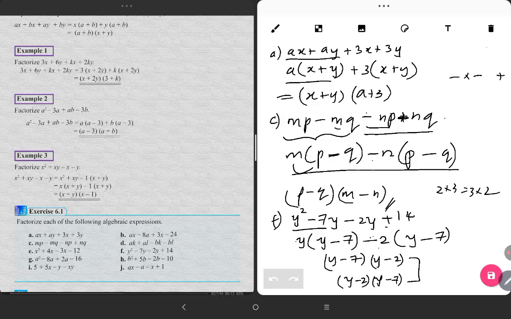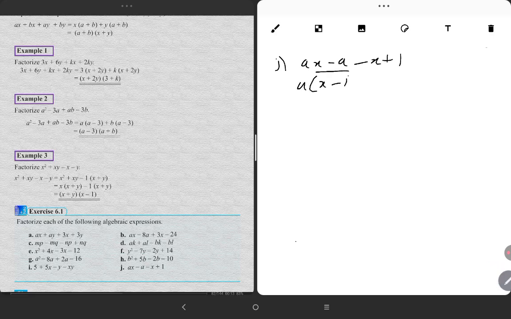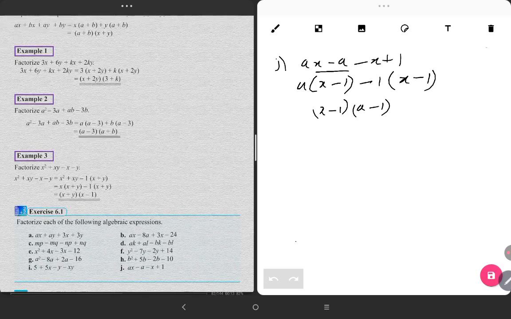So let's do one more. Maybe we'll do j. Yeah, let's do j. It says ax minus a minus x plus 1. So here we can take a out, then it becomes x minus 1 inside. Here if we take minus 1 out, then the remaining one will be x minus 1. So the factor will be x minus 1 times a minus 1. It's pretty easy.